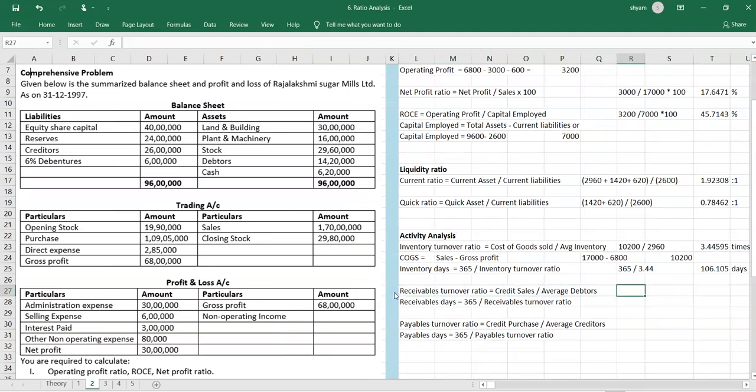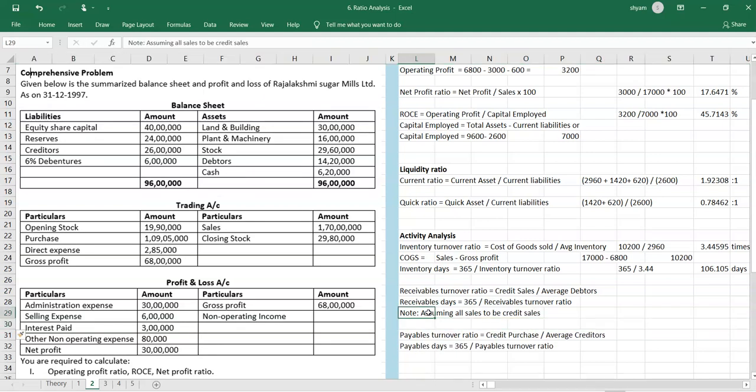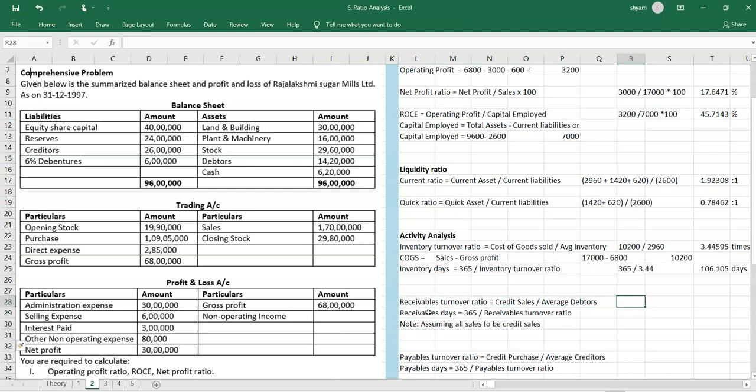In terms of receivables, if you take, it's going to be credit sales. So there is no credit sales here. So you have to make a note again, note which is saying assuming all sales to be credit sales. So we can get the sales. Sales is debtors. Debtors is again available, 1420.